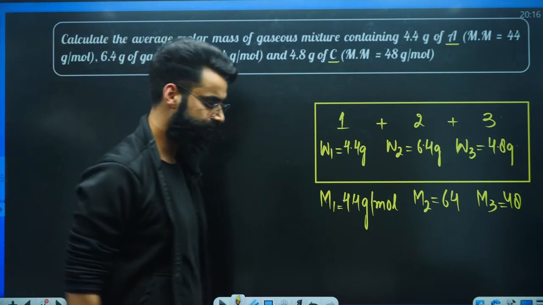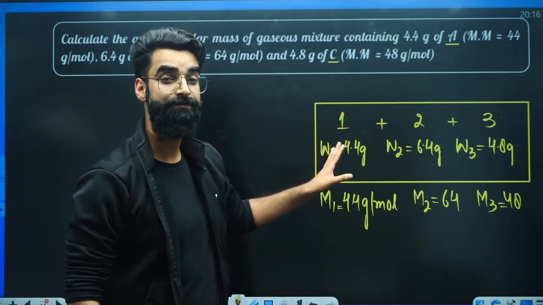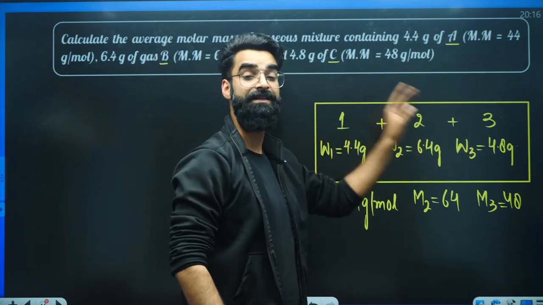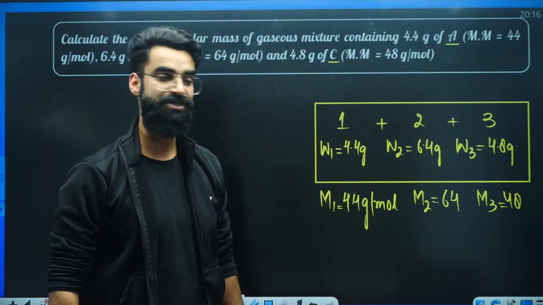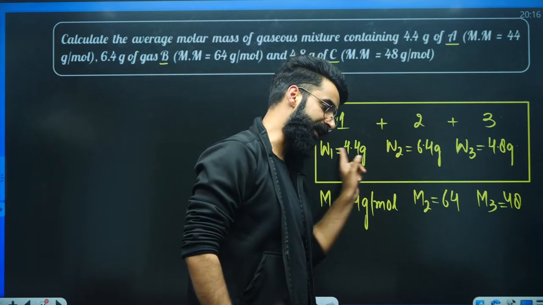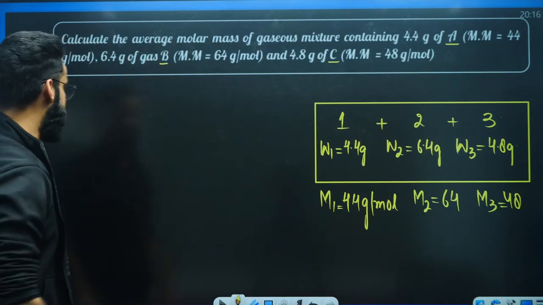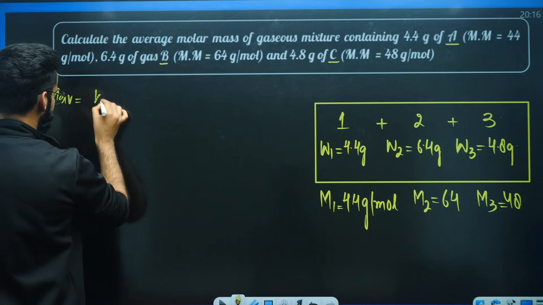Now you tell me one thing. We are given 3 chemically non-reacting gases in the container. What do we have to calculate? Average molar mass of the gaseous mixture which is there in the container. How many results do we have? 5. Out of 5, which one do I use? We are given the masses of individual gases. So I'll be directly using the first result to calculate the average molar mass of the mixture.